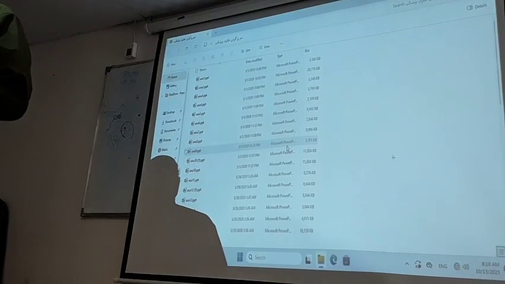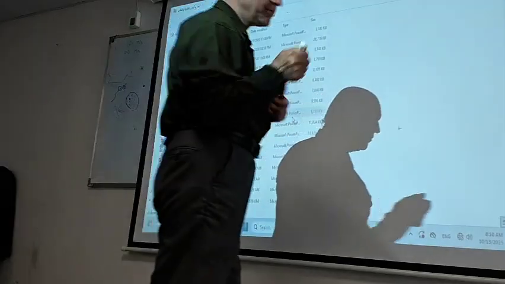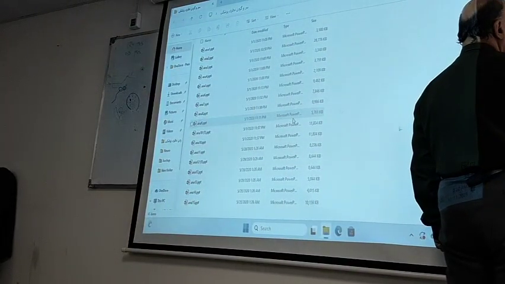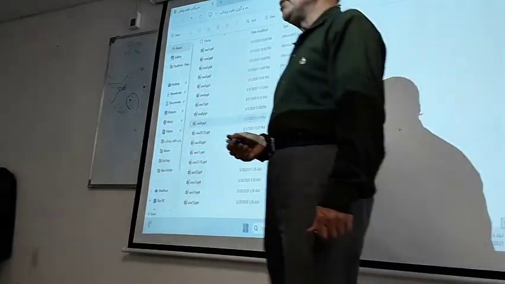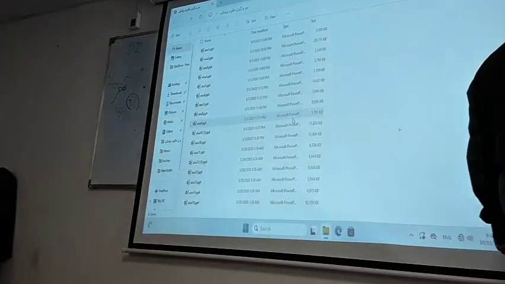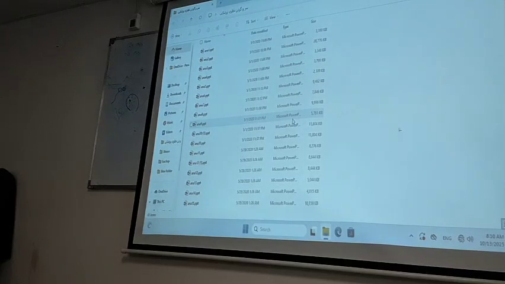Other bones in the cranium. One of them is ethmoid. Ethmoid has three parts. One is vertical plate, transverse plate, and lateral mass.